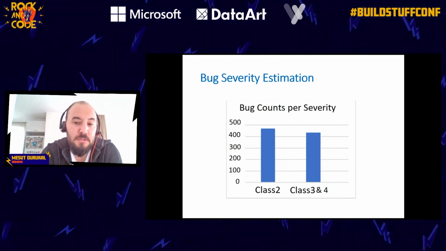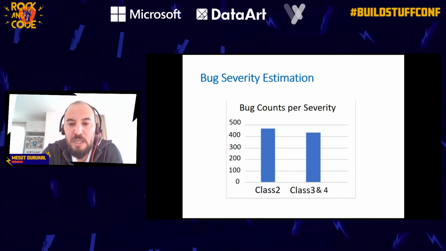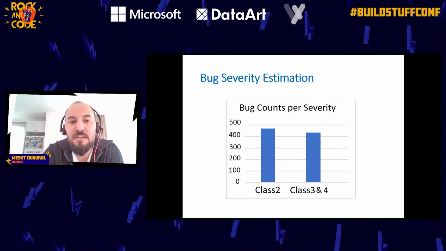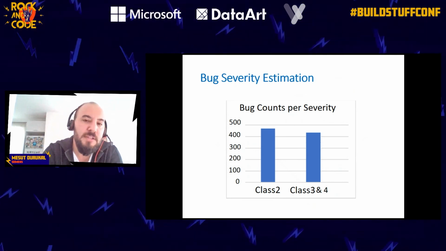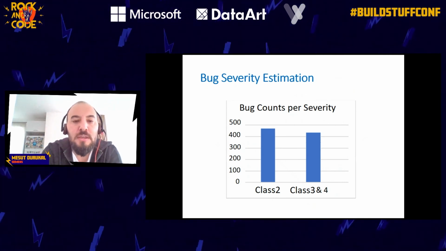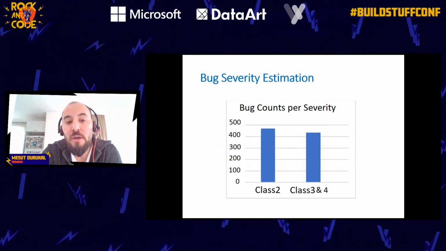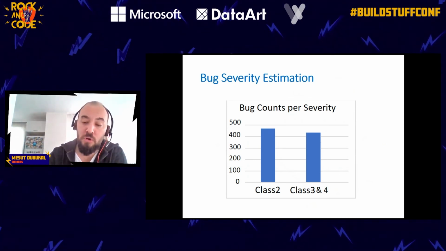Does it make sense to combine 3 and 4 together? Why do I do that? Because in my project, P2 levels are regarded as the release blocker ones. So determining if a bug is a release blocker or not is a prominent issue and prominent challenge for me. So now I will try to classify if a bug is 2 or not.